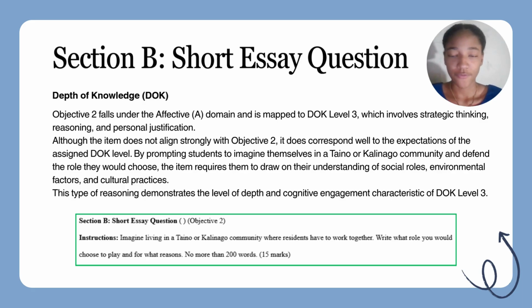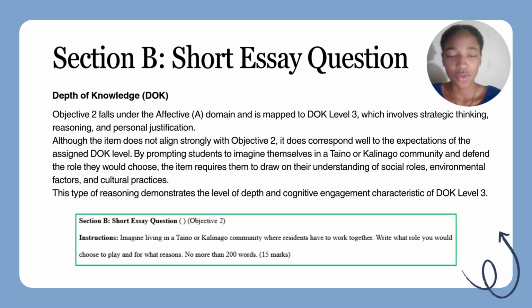in Objective 2 and falls under the affective domain and is mapped to DOK Level 3, which involves strategic thinking, reasoning, and personal justification. So the item which reads, imagine living in a Taino or Kalinago community where residents have to work together, write what role you would choose to play and for what reasons. No more than 200 words, and that's for 50 marks. So this item doesn't strongly align with Objective 2, but it does correspond well to the expectations of the assigned DOK level, which is Level 3.